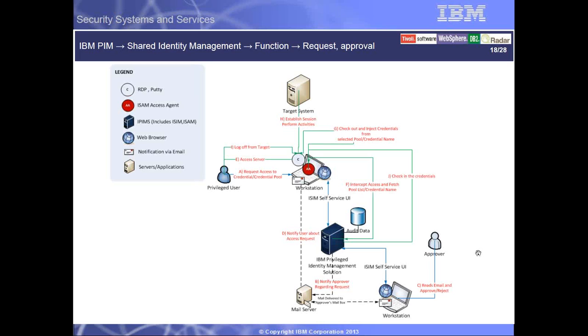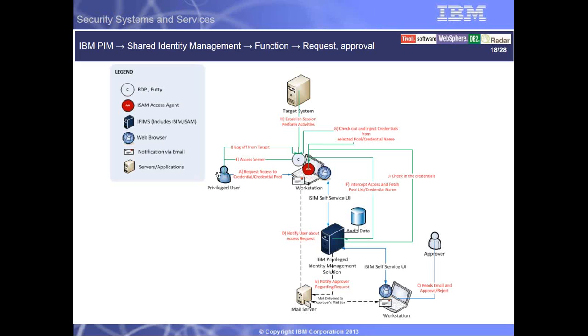Okay, now let's go through the flow of how shared ID management works in IBM Privileged Identity Manager. Here is the legend. You have this C as a console, which is an RDP or a PuTTY in this case. AA is the ISAM access agent. We have the server which runs ISAM, a web browser, notification via email, and the server application.